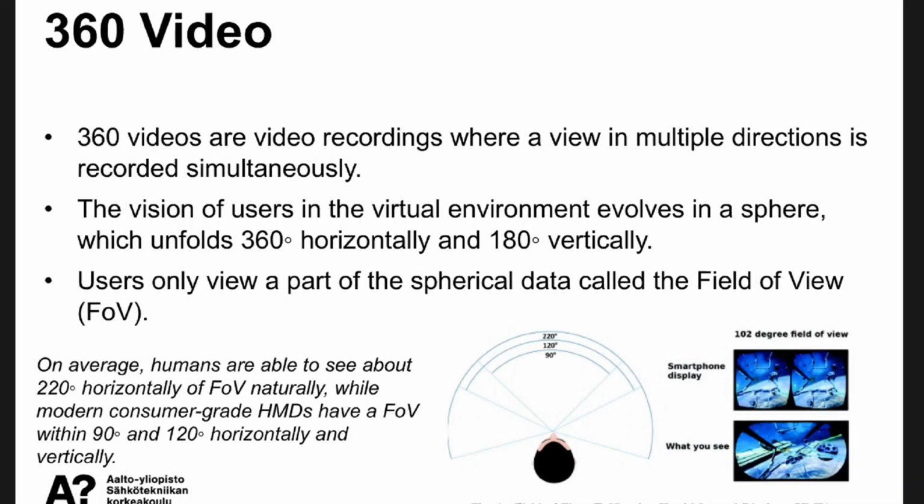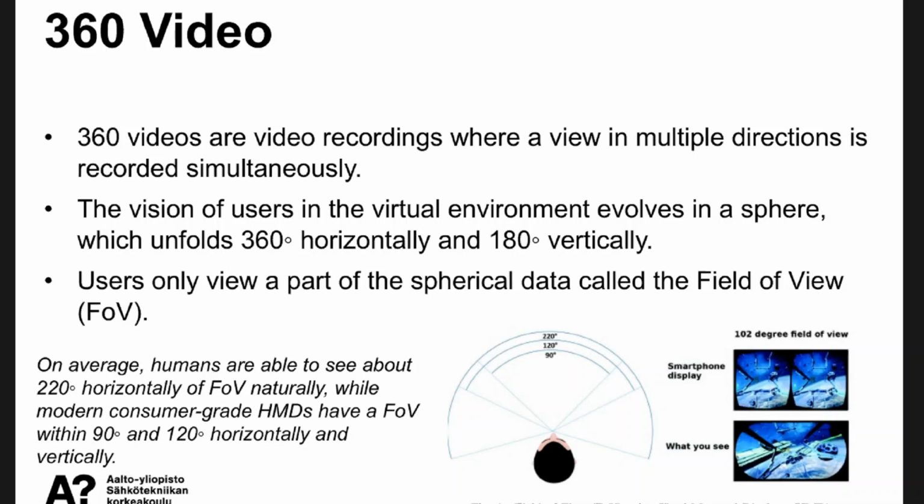So then you are able to create the 360 video. And this is very common, for example, for live sports games or live concerts. So then you have several cameras there, and the audience sitting, for example, at home would be able to see everything there. And the vision of the users, as we said, is that they are able to unfold the view 316 degrees horizontally and 118 degrees vertically.